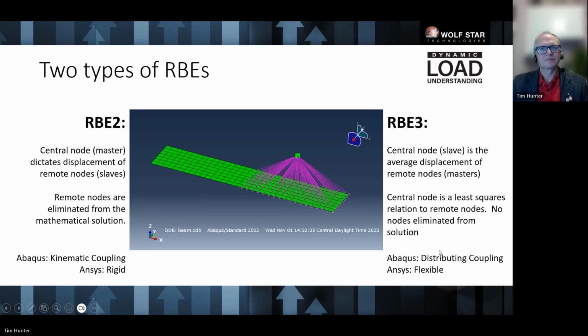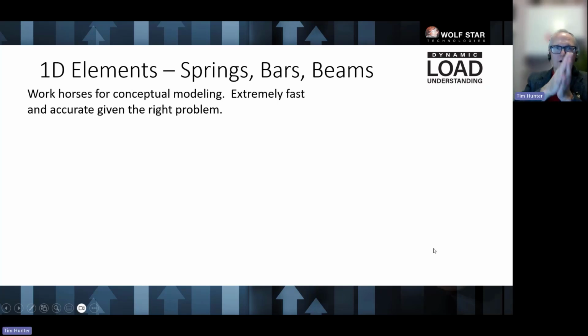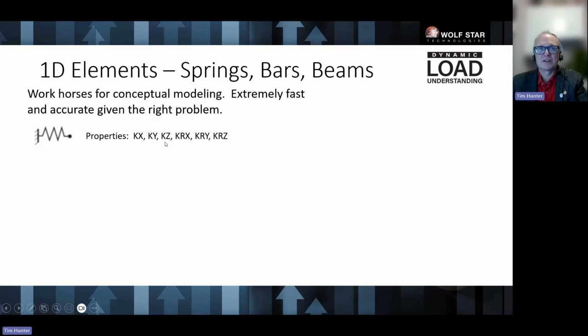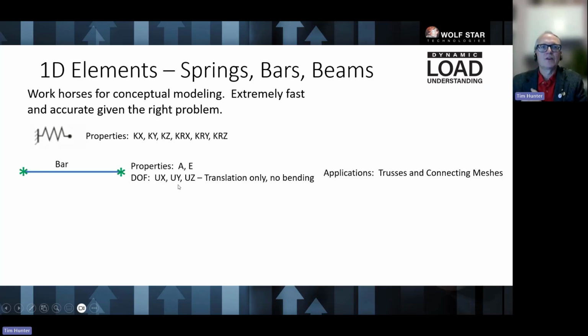All right. 1D elements, springs, bars, and beams, are a workhorse of conceptual modeling. They're extremely fast and accurate given the right problem. If you've got some simple problems to solve that you lay out by hand, these are really great elements. You've got a spring, which is represented by translational or rotational stiffnesses. You've got the bar, like we saw earlier; its properties are area and modulus of elasticity, and its degrees of freedom are translation only, no bending. Its applications are typically trusses and maybe connecting meshes together.